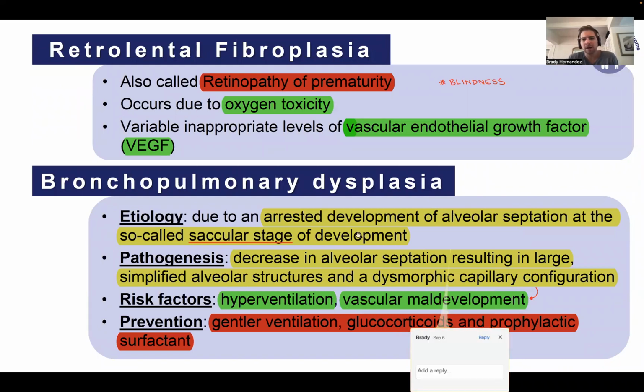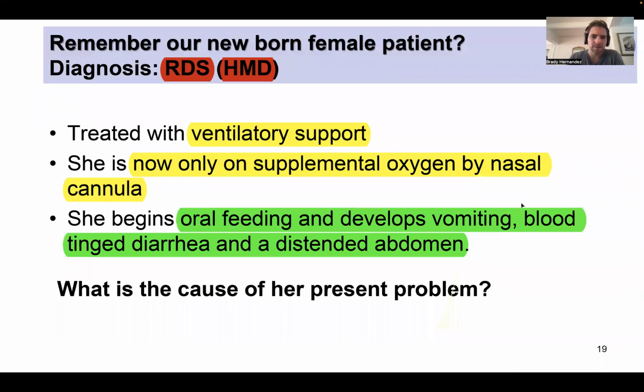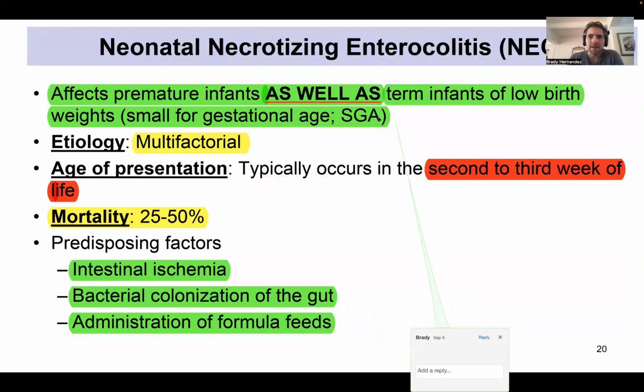You can help with this, but because these lungs aren't really developed, they are at risk for this with all that positive pressure oxygen. All right. And then, as I mentioned earlier too, necrotizing enterocolitis is a problem. Second to third week that can happen. And then intestinal ischemia is what you're thinking about because the baby wasn't able to breathe properly with the surfactant deficiency, bacterial colonization, and even formula feeds, which is one of those unique characteristics. So if they talk about that, maybe that'll clue you in.